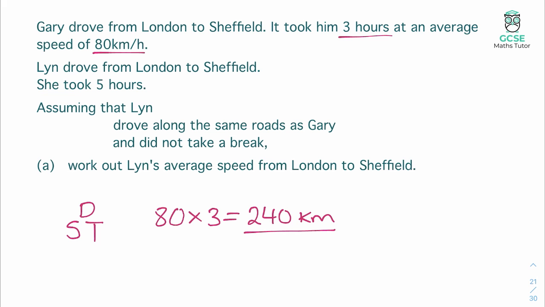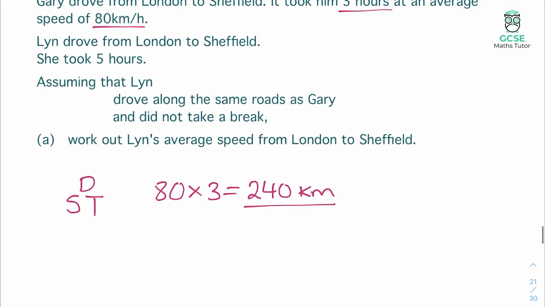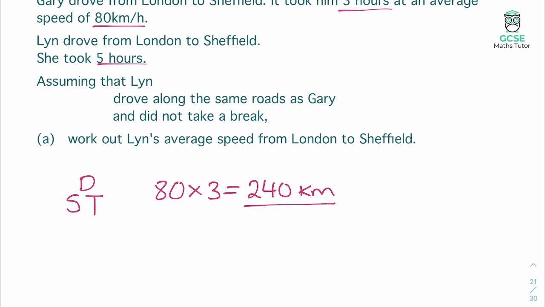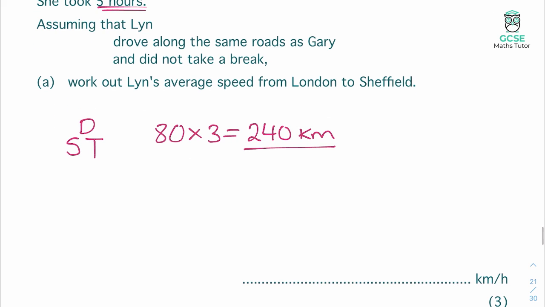So if Lynn has driven along the same roads, she has done the same distance, but it took her 5 hours. So in order to work out the speed, we do distance divided by time. So we do 240 divided by 5. Now you might know a trick for dividing by 5 as well. Last time I used bus stop, this time I'm going to use the trick, which is to divide by 10 and double the answer. 5 goes in twice as many times as 10. So 240 divided by 10 is 24, and then double that. So that's going to be 48.